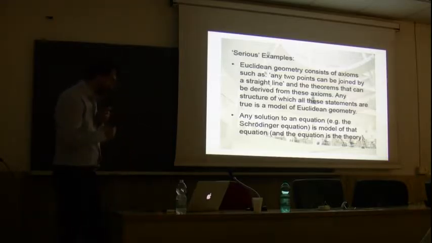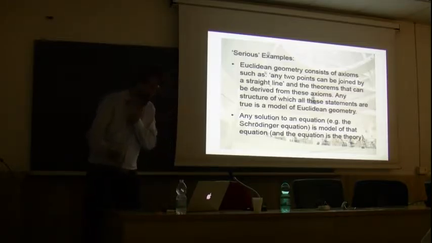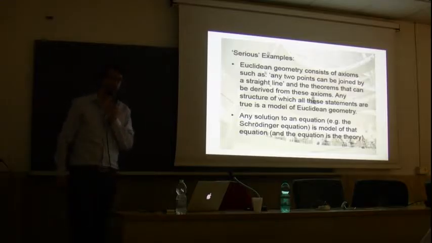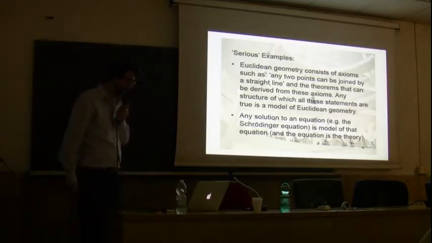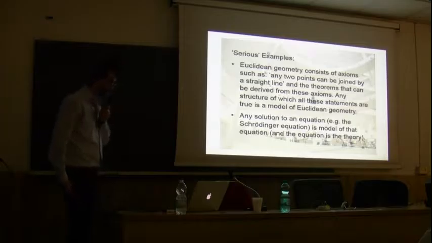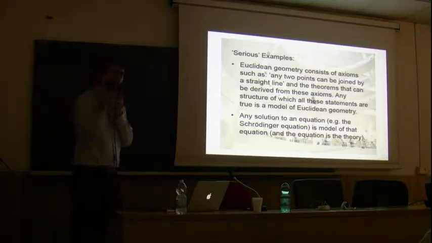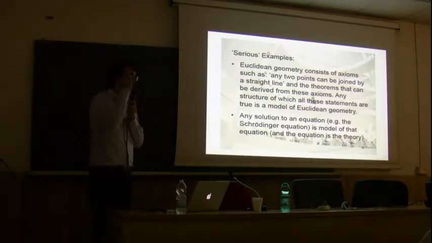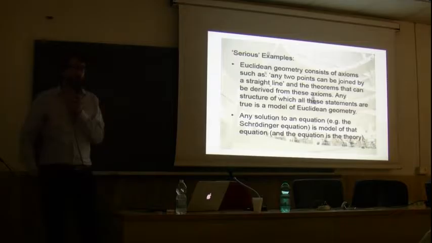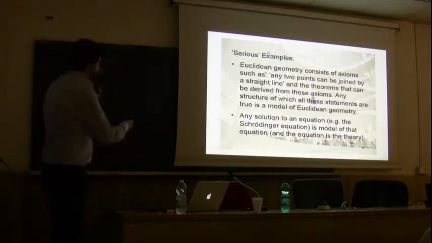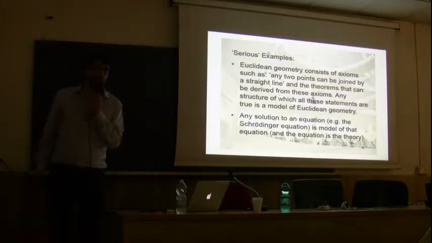And if this sort of people and chairs and shirts is a bit too frivolous, here are the serious examples. Euclidean geometry, for instance, can be understood as a set of axioms making all kinds of very general statements. For instance, any two points can be joined by a straight line. It's one of the axioms of Euclidean geometry. And then you can start finding objects that satisfy these axioms. And whatever object you find of which the axioms of Euclidean geometry are true is then a model of Euclidean geometry.